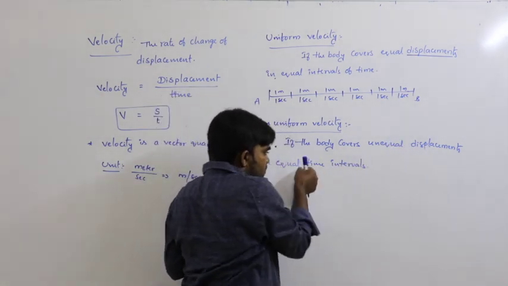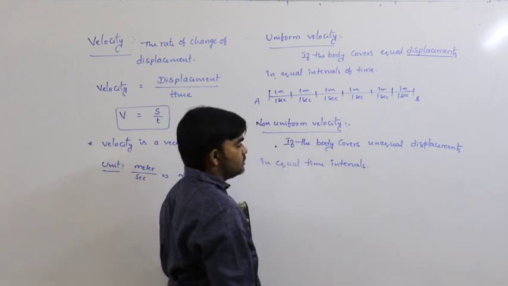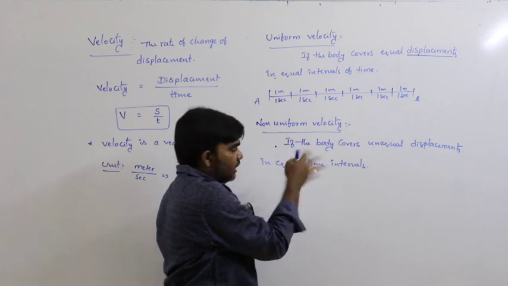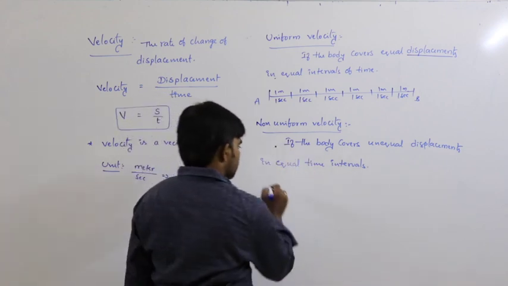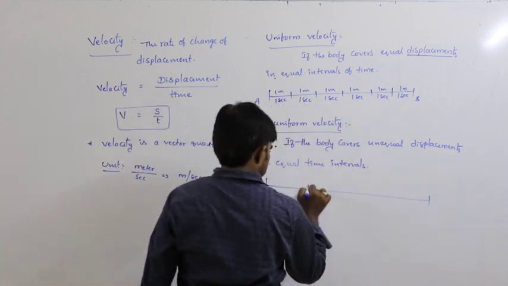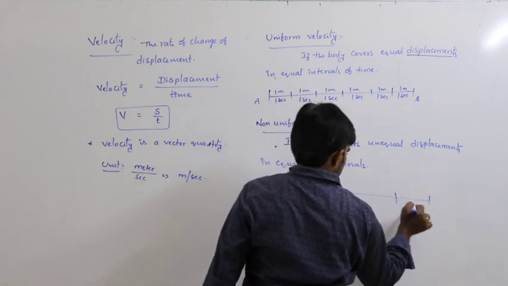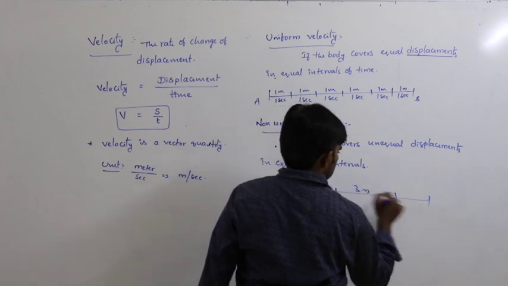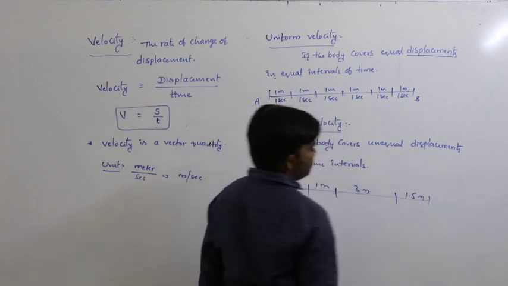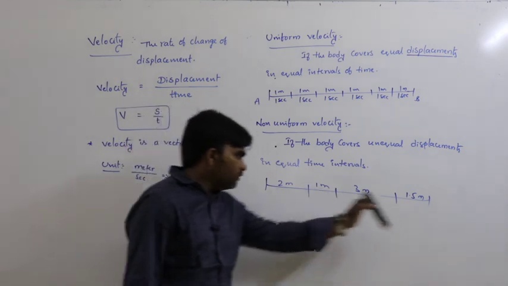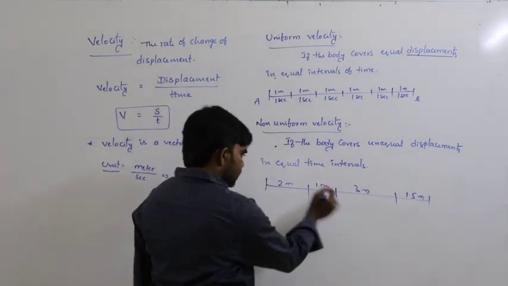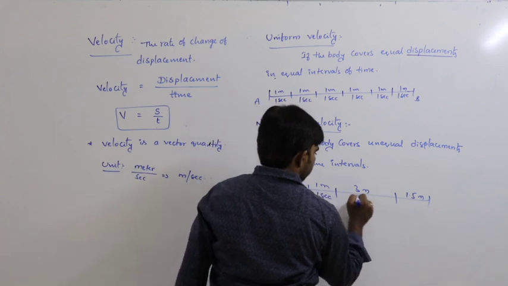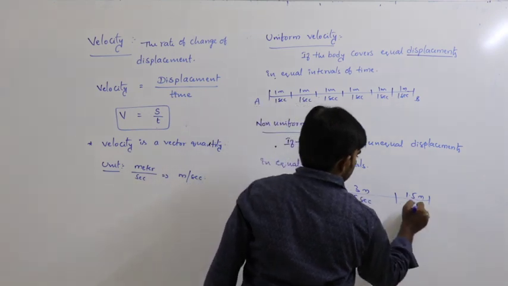Or equal displacements in unequal time intervals, or unequal displacements in unequal time intervals. Any one is considered as non-uniform velocity. See here, let us say it is 2 meters, 1 meter, 3 meters, and 1.5 meters. Unequal displacements. Here it takes 2 seconds, here 1 second, here 5 seconds, here again 1 second.